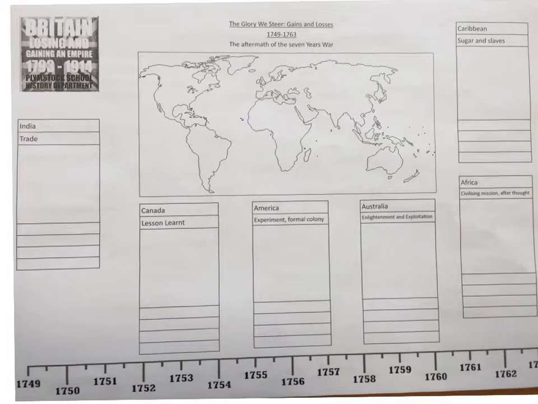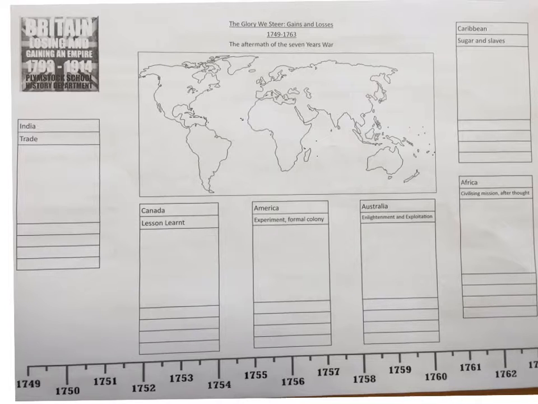So if we start and go clockwise, the Caribbean, I've summarized it as sugar and slaves. Are there more words and terms that we could use there? But what I'm looking for is a brief summary of their position. Some information here on what the position was like, and then 4 categories that you can determine how we are going to compare and contrast each of these areas in 1763.